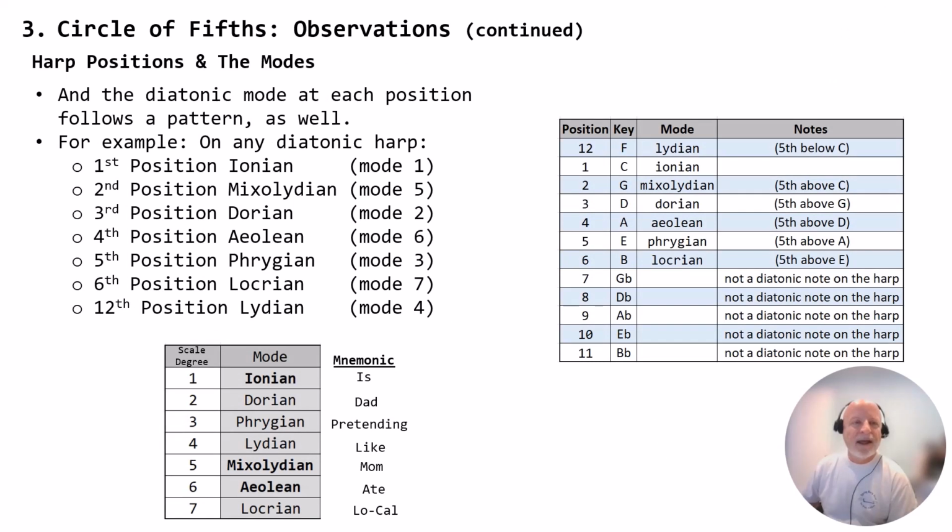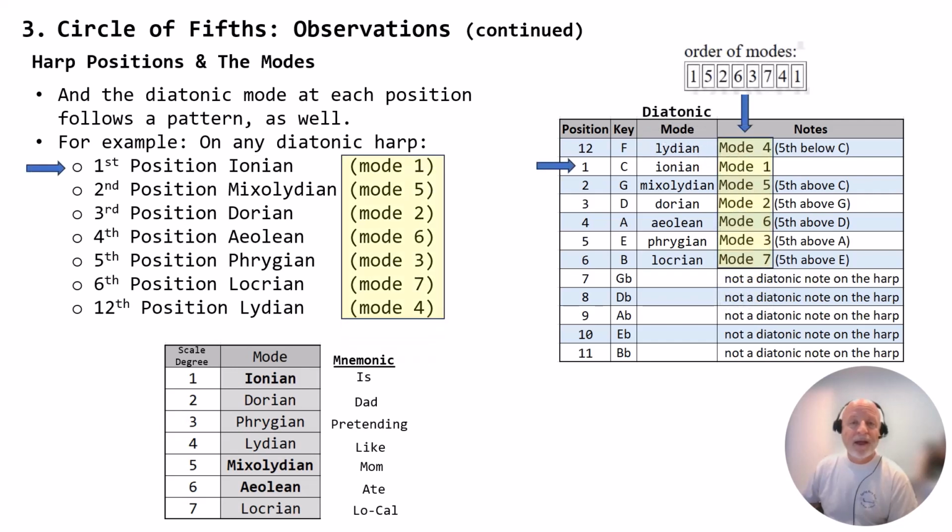All right, and the diatonic. Now this is where we're gonna establish a pattern here. So the diatonic mode at each position follows a pattern as well. So on any diatonic harp, here you go. First position is mode 1, which is Ionian.